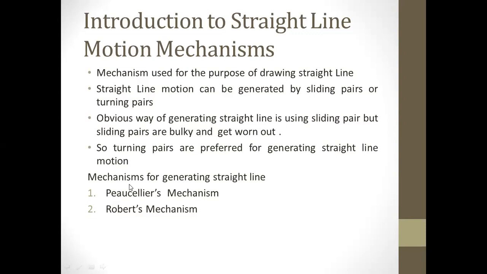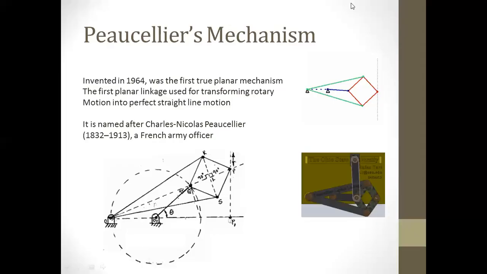So which are the mechanisms used for generating the straight line? One is called Peaucellier's mechanism, and the second type of mechanism is the Roberts mechanism. First one is the Peaucellier's mechanism. It was invented in the year 1864. It is the first true planar mechanism which is used for transforming rotary motion into straight line motion.